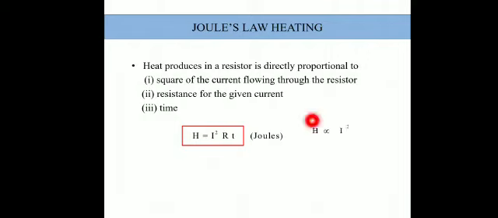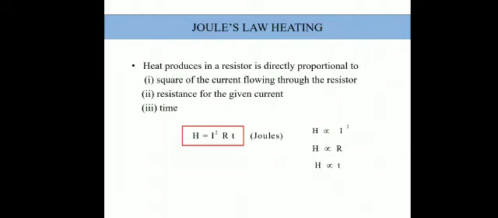So heat energy lost or heat energy produced, capital H, is directly proportional to square of the current. Number two, it is also directly proportional to resistance for the given current. Any current which is flowing through the wire, if the wire has a resistance capital R, the current will produce that much of heat. Okay, and number three, it is the time. It also depends on time.